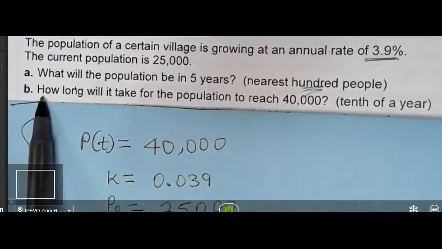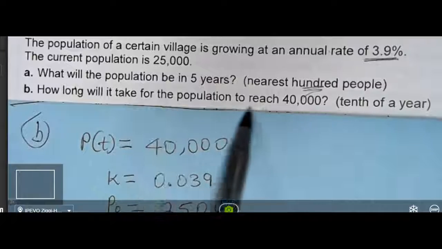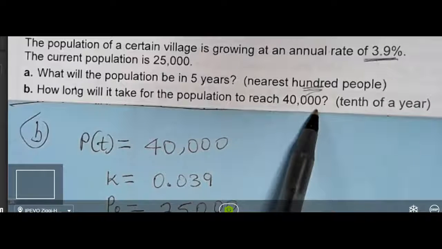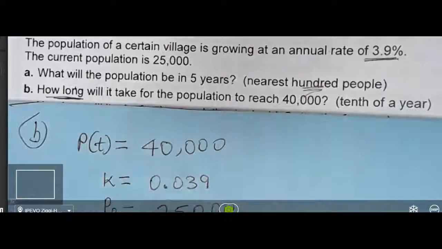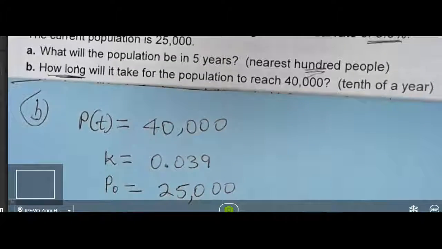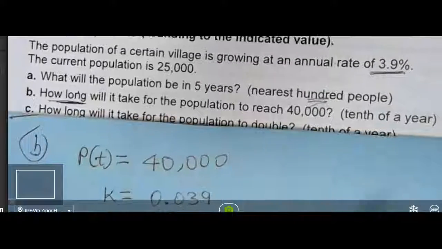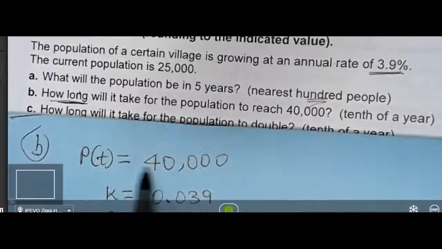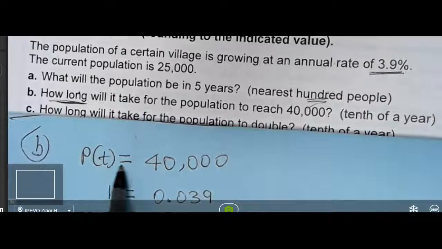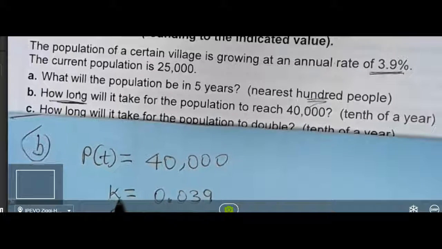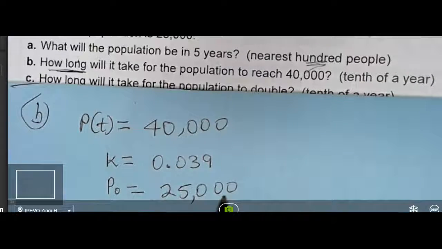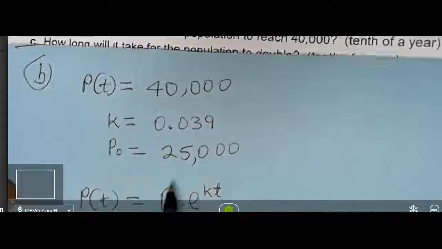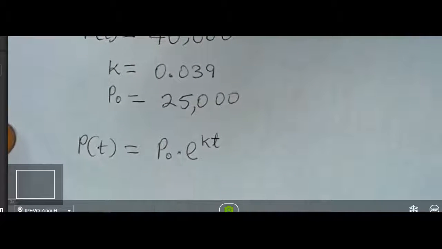All right, the B part is asking how long it will take for the population to reach 40,000. So we're looking for the time, how long. We're looking for t. So again, we write out all the information we have. They gave us P of t, which is 40,000. k, which is the rate, is the same, and then P0 is the same. So we plug things into the formula.